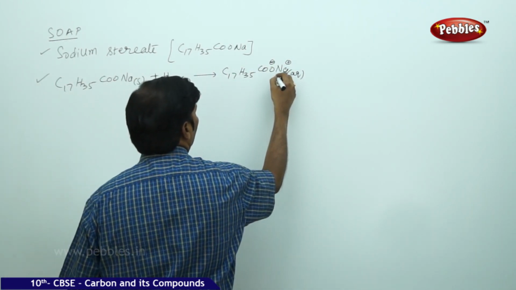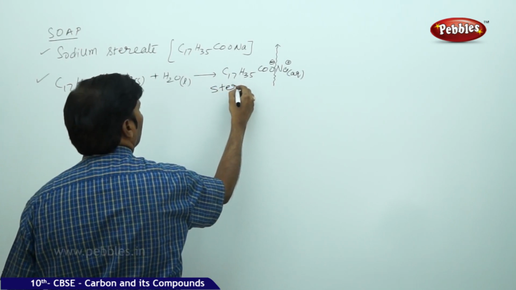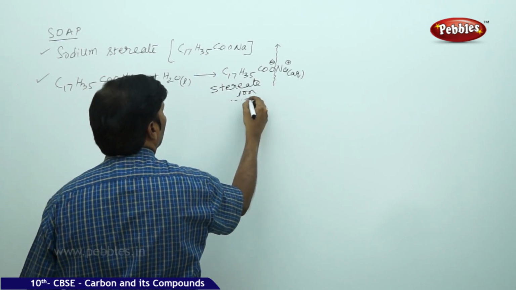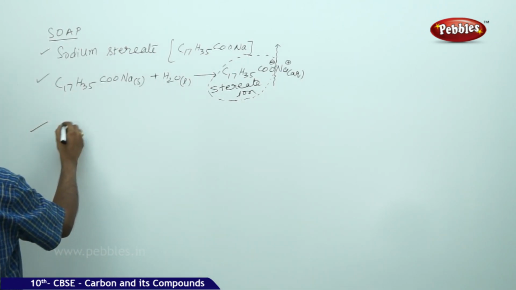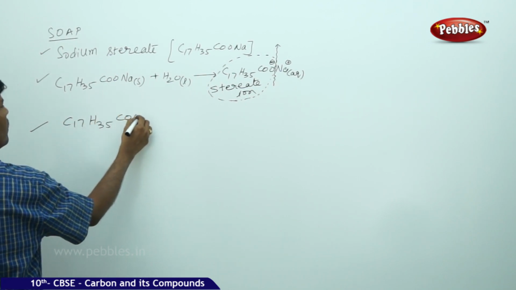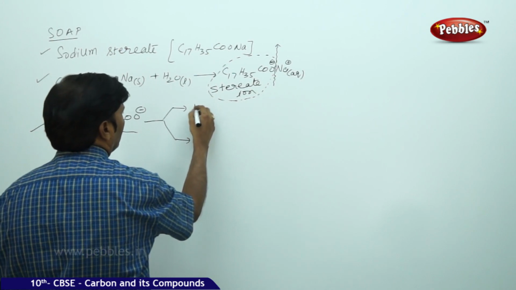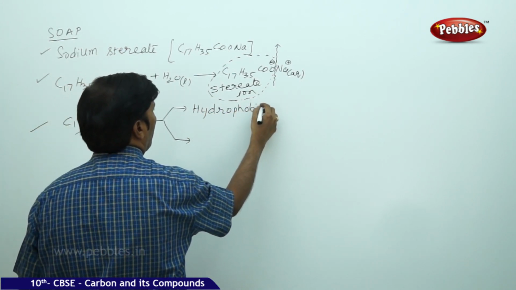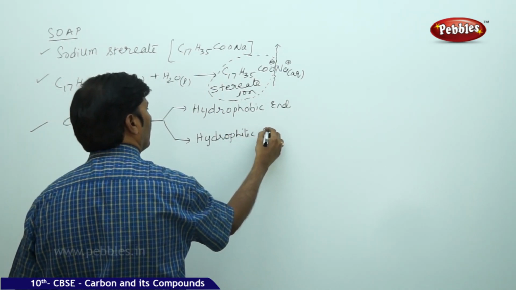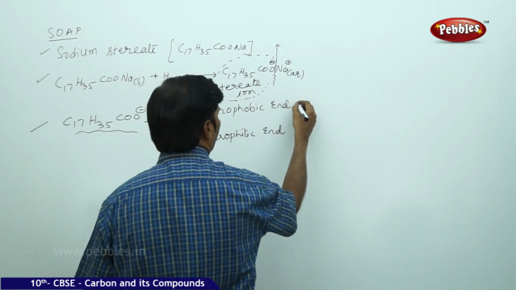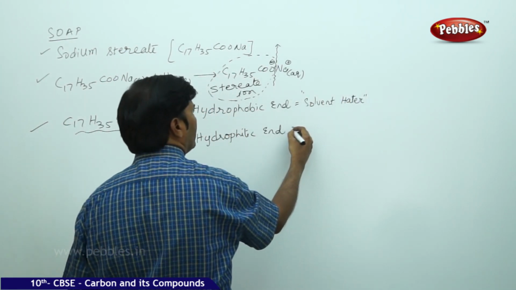So what is happening here is, if you break the bond, this is where the bond is broken. This is stearate ion, and this stearate ion is having two ends. Take this stearate ion, 17 carbons are there. So C17H35COO minus, we can conclude, contains two ends. One is the hydrophobic end, another one is the hydrophilic end. So hydrophobic end is solvent hating, and hydrophilic end is solvent loving.